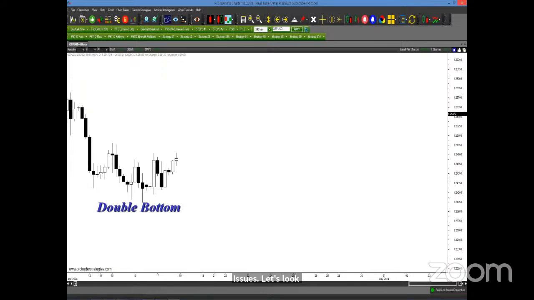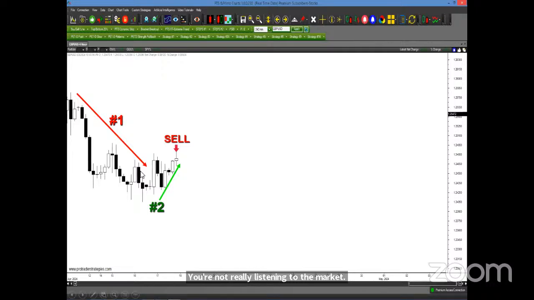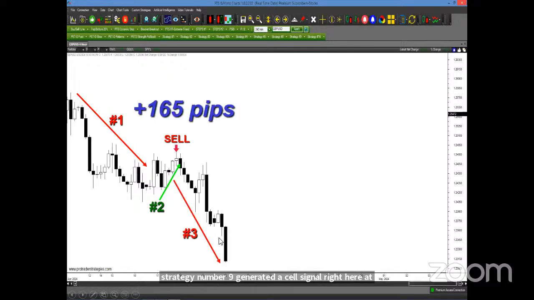Let's look at a 4-hour chart of the British pound, all right? It appears that we have a double bottom in play, right? We have this low here, but followed by another low. So many traders would say, hey, Steve, this is a really great sign. When a currency pair makes a double bottom, it's going to go back up. All right. Once again, why most traders fail, you're not really listening to the market. What is the market telling you? It's telling you that that was in phase 1, and now this bounce is only phase 2. It's a selling opportunity if you're in phase 2. And strategy number 9 generated a sell signal right here at the top of that bounce. And look what happened. In the next few days, because this is a 4-hour chart, you could have potentially captured over 160 pips. That's over $1,600 per unit.